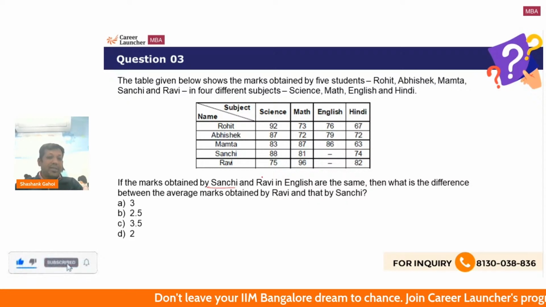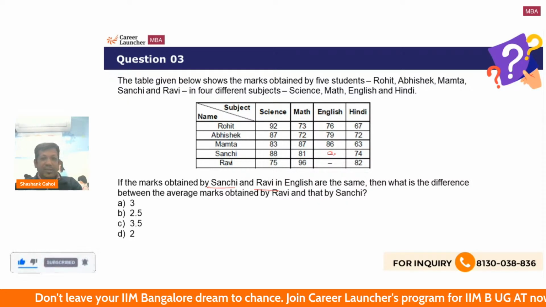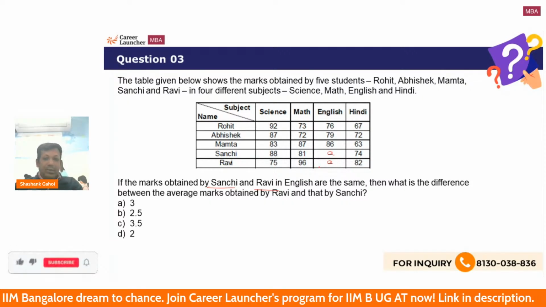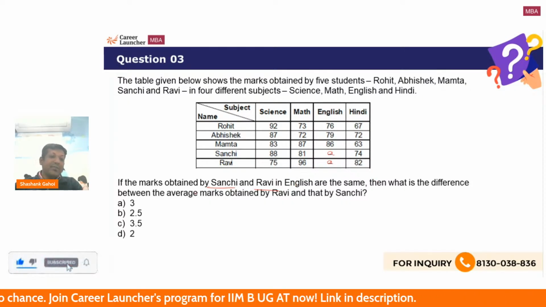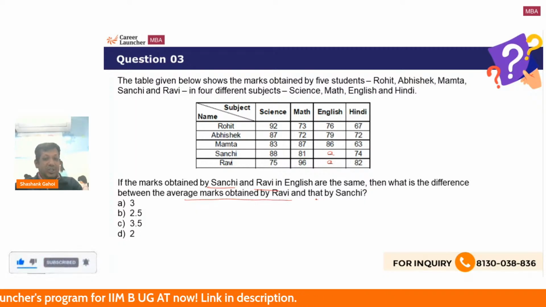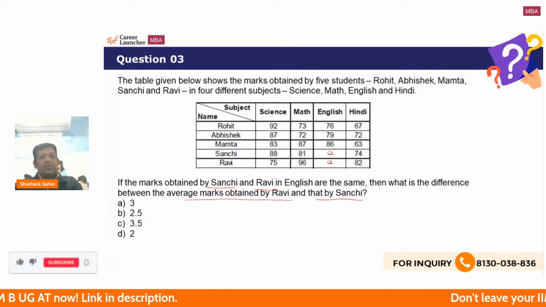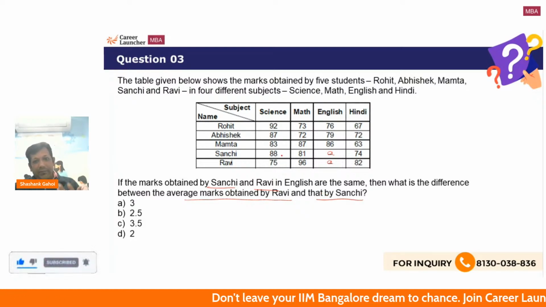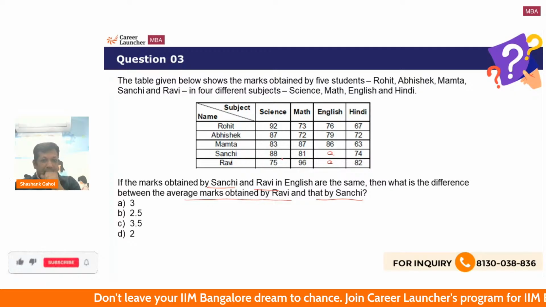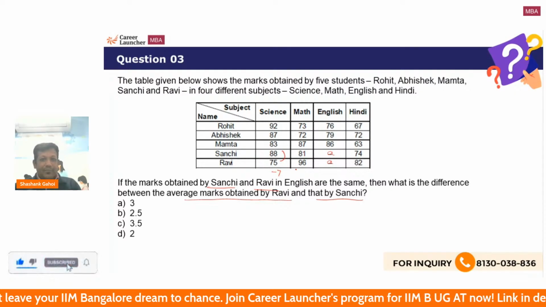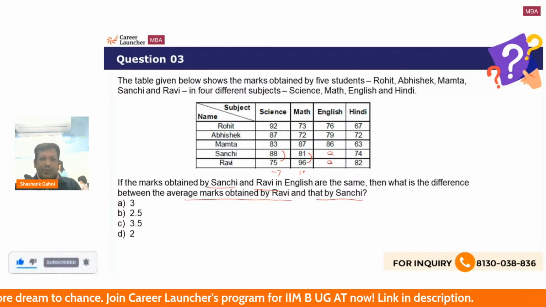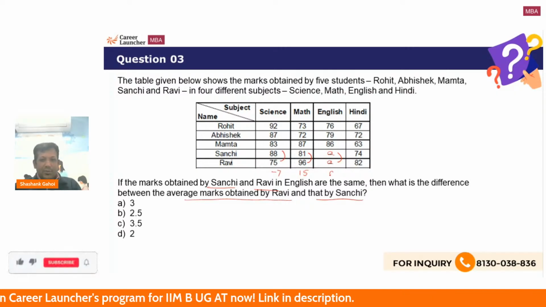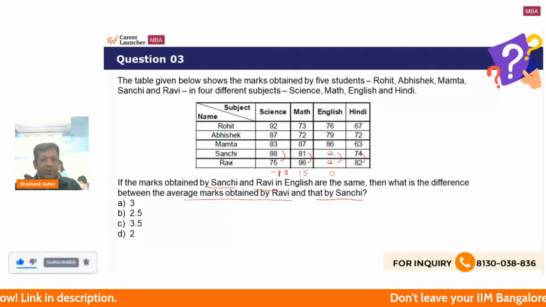If marks obtained by Sachi and Ravi in English are same, so this is A, this is also A. And the question is talking about what is the difference between the average marks obtained by Ravi and Sachi. So the question is talking about average of difference. So I'm simply saying that take the average of summation. So this minus this is minus 7. This minus this comes out to be 15. This minus this is 0. This minus this, it is not minus 7, it is going to be minus 13. And this minus this is going to be 8.